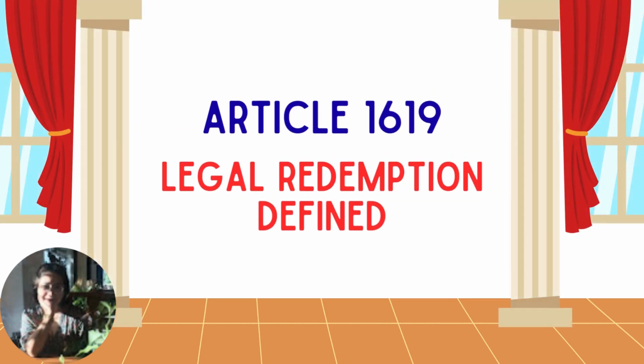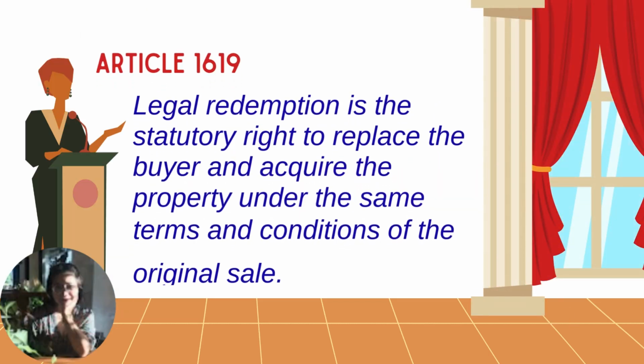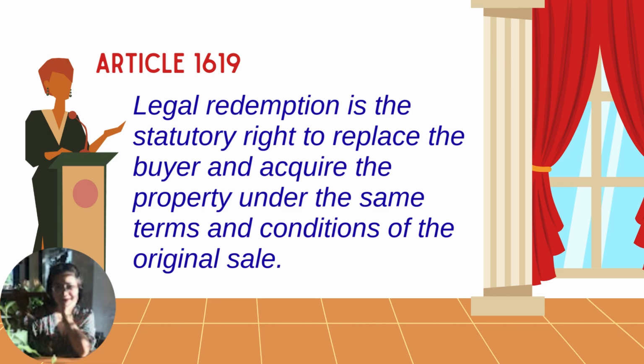Article 1619, Legal Redemption Defined. Legal redemption is the statutory right to be subrogated in the place of the buyer. So this allows a third party to acquire the property under the same terms and conditions stipulated in the original contract. So this applies when ownership is transferred through purchase or dation in payment or any other transaction by onerous title.